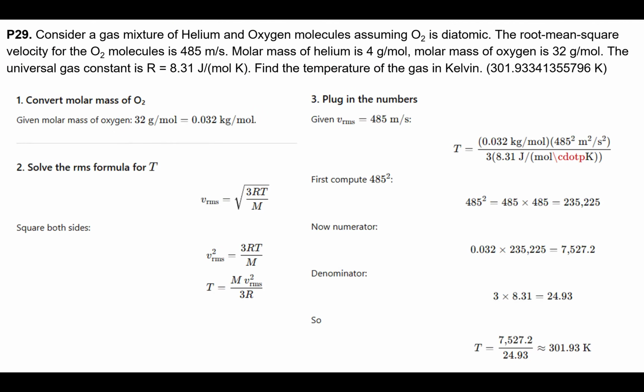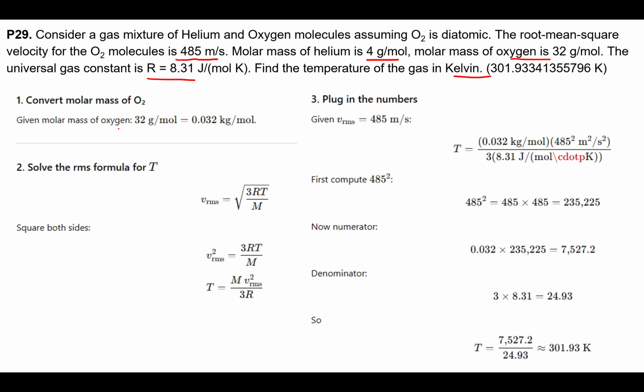And helium and oxygen molecules, and the root mean square velocity of the oxygen molecule is this one. Now we are going back to ideal gas. The molar mass of helium is this one. Molar mass of oxygen is this one. The universal gas constant is this one. Find the temperature of a gas in Kelvin. So what is happening here is that the molecule velocity is given, and then we find out the temperature.